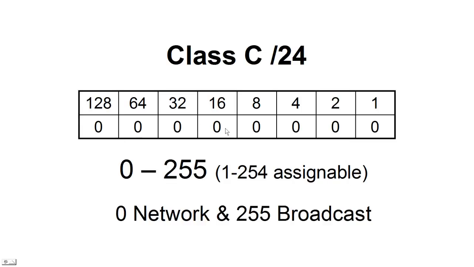Looking at this, if we look at our last octet in this Class C, again we have 0 as the starting, and then if we set these high, it'd be 255. Again, the 0 is reserved for network, and the 255 is reserved for broadcast. So that only leaves us 1 through 254 assignable to different hosts or devices that need IP addresses.